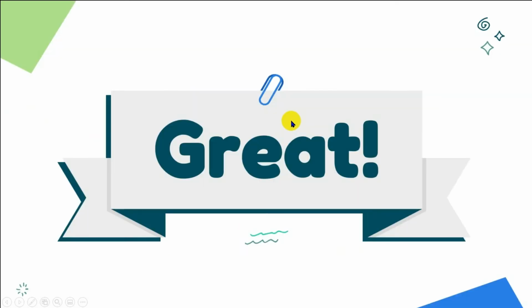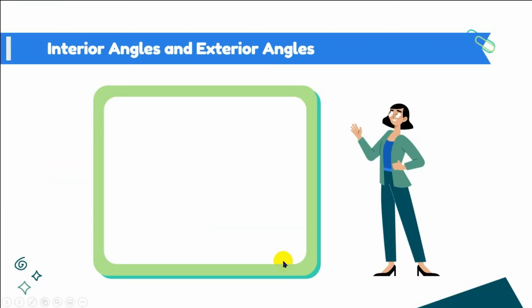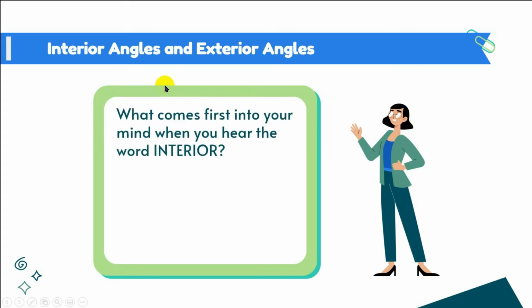Okay, so now let's proceed to our second lesson objective. Name and identify interior angles and exterior angles. Okay, so for the interior angles and exterior angles of parallel lines cut by a transversal, the question is, what comes first into your mind when you hear the word interior? So pag interior, siya ay nasaan? Matatagpuan siya sa loob, right? While, how about if you hear the word exterior? So, when we say exterior, nasa labas naman ito.